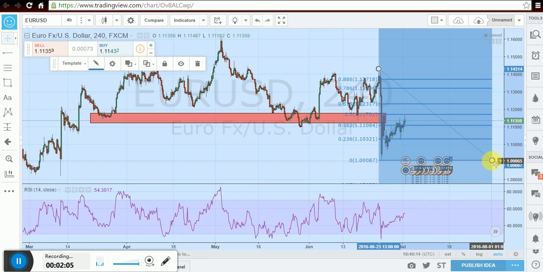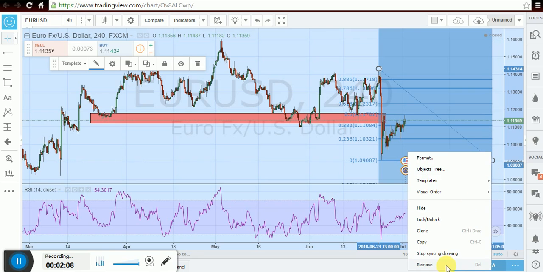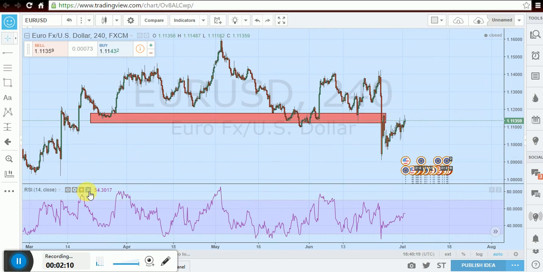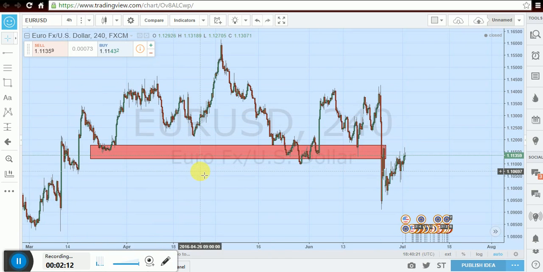So this is not a trade that I would really be interested in. Although structurally it is a good trade. So those of you that trade structure, you might want to take advantage of this and see if it works out. But I wouldn't really be putting too much faith into this trade.